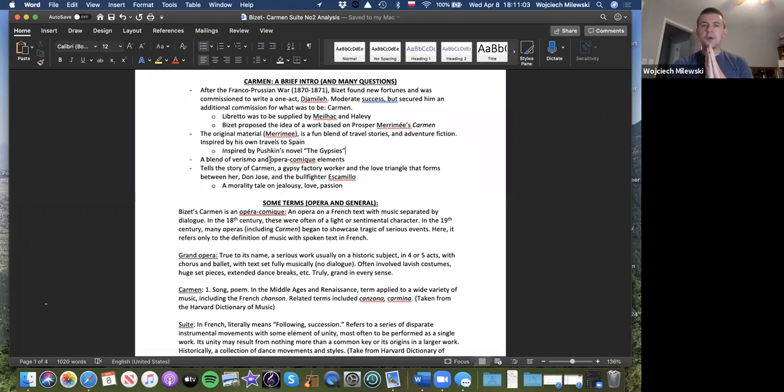Basically, all you have to know is that different parts of the world favored different types of opera. So in France, they enjoyed the opéra comique tradition. And I wrote for you a little opéra comique blurb right here. Basically it's an opera on a French text with music separated by dialogue. Historically a lighthearted, fun little piece, but in the 19th century they began to show serious events. So French audiences enjoyed that.